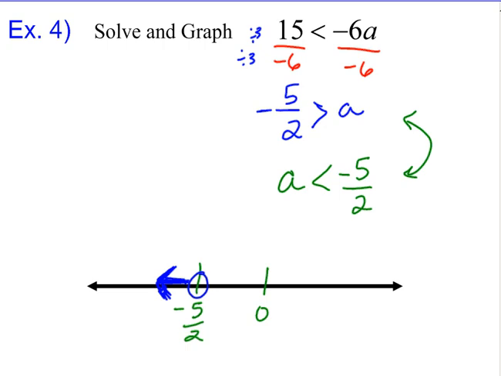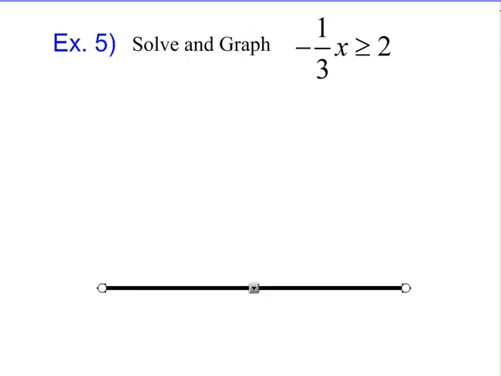Okay, I have one more to go. Here we go, and this one has a fraction in it. And again, we're going to solve and graph. We have -1/3 x is greater than or equal to 2. Well, I know that the reciprocal of 1/3 is 3/1. And if we multiply by a reciprocal, it'll make things go away. So we're going to multiply this side by 3 as well. Multiply both sides by 3.